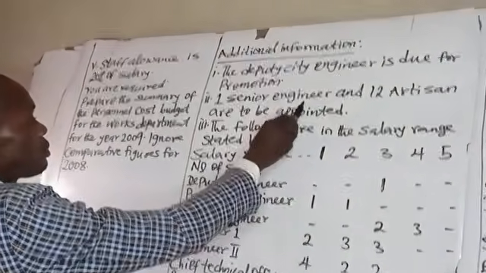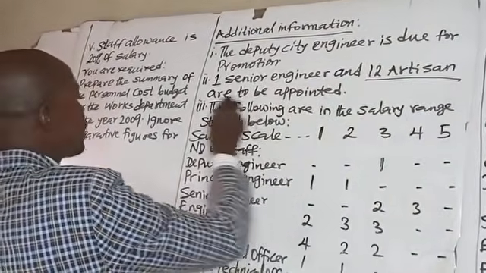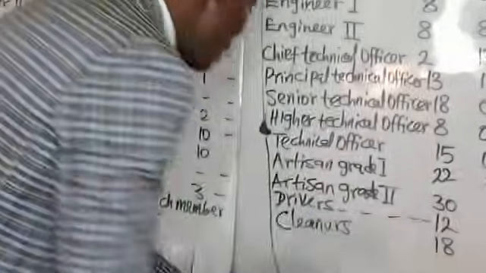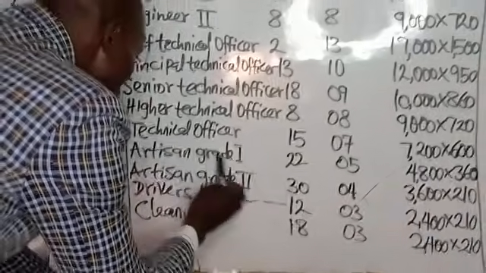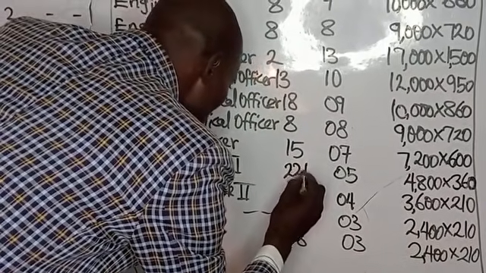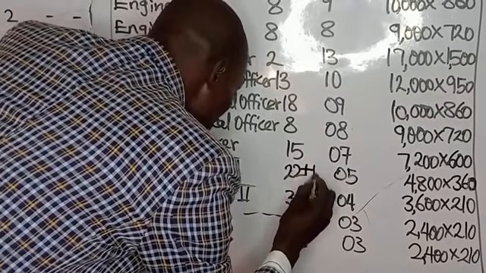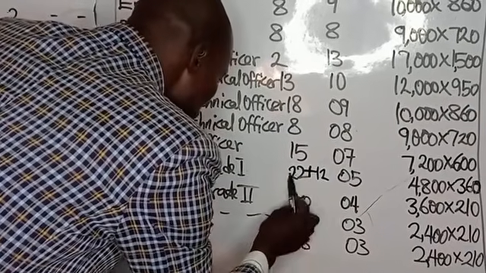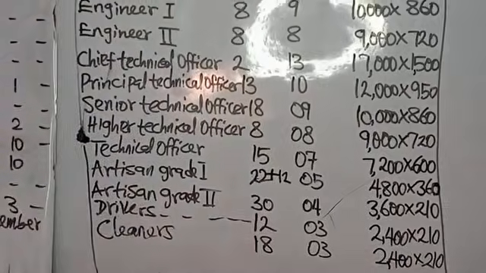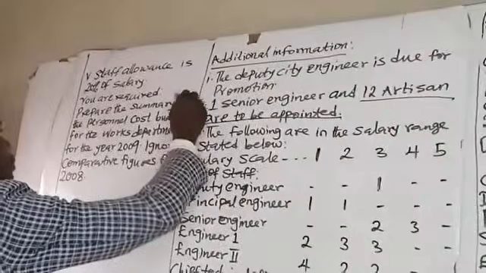Back to the question. 1 senior engineer and 12 artisans are to be appointed. If you appoint 12 artisans, this is artisan grade 1. You had 22 before, and if you appoint 12, you are going to have +12. So 12 plus 22, that will be 34. Now, that is note 2. So we've done with note 1 and 2.